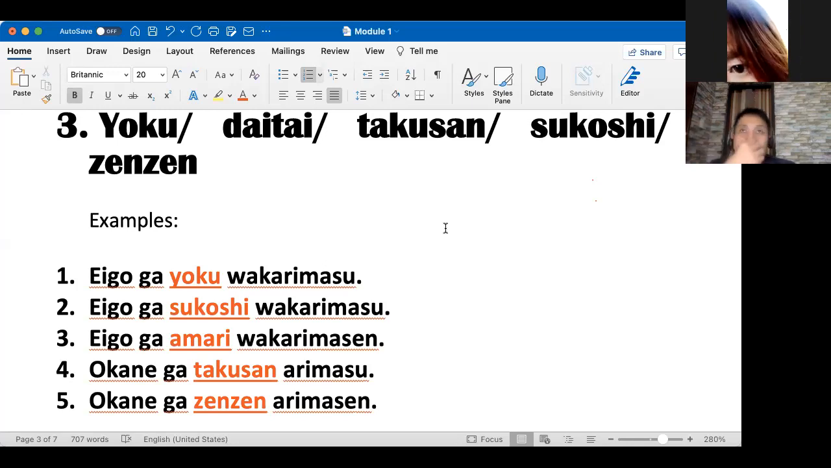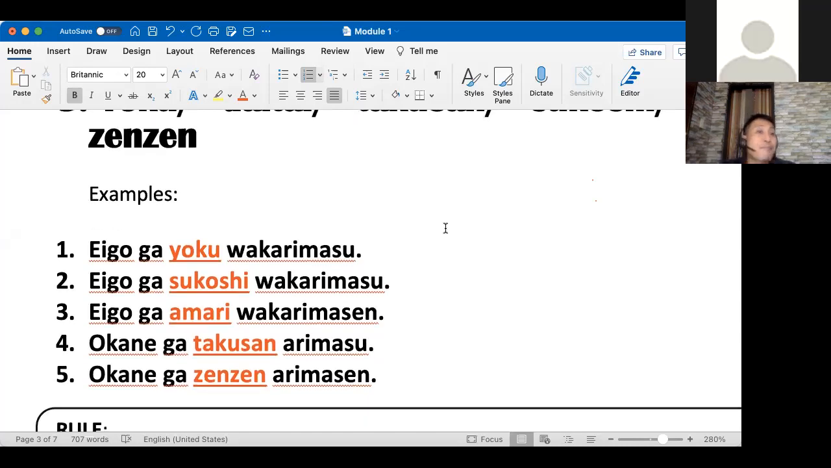Amari wakarimasen. So dapat masen is negative, in negative statement. Although sukoshi wakarimasu, amari wakarimasen are almost the same in terms of level of understanding. Pero yung pagka-state ng sentence number 2, sukoshi wakarimasu is in an affirmative statement, while number 3, ego ga amari wakarimasen, in a negative statement.